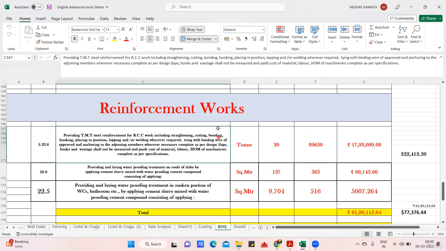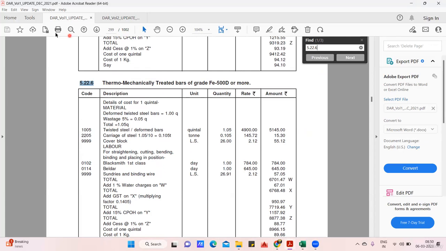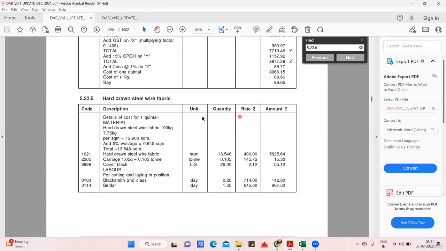So, in this lecture, we'll start with the reinforcement work. That's the last part that I have. Okay. So, for reinforcement work, you have to look into the DAR volume number 1. It's written 5.22.6: thermomechanically treated bars of grade Fe 500 or more. In this way, there are different other things also.